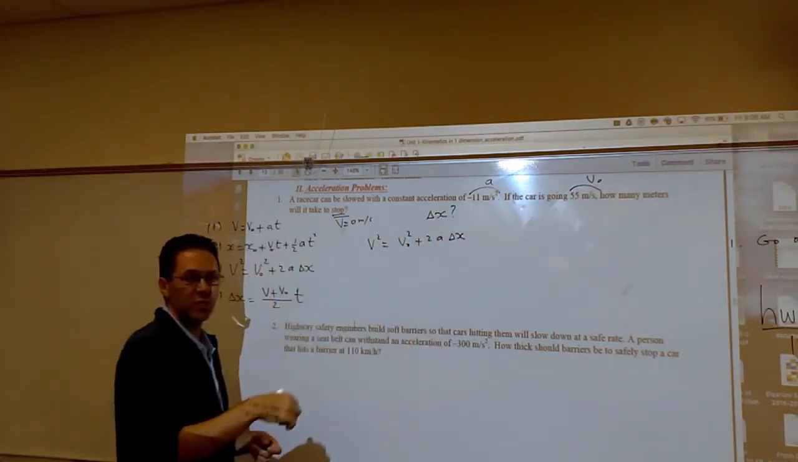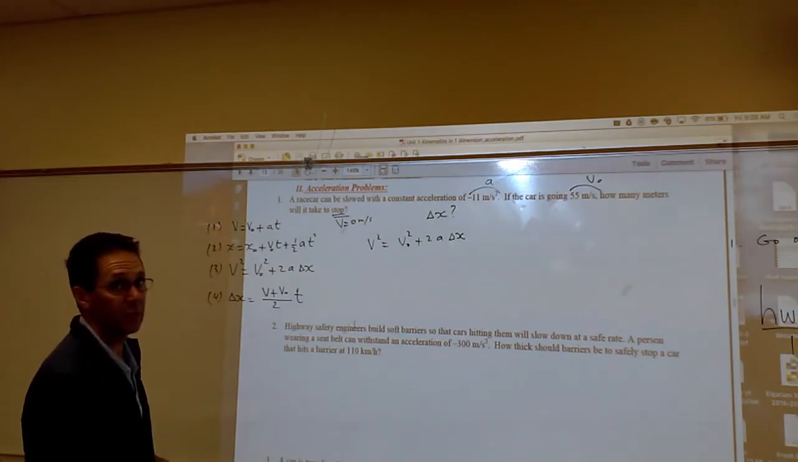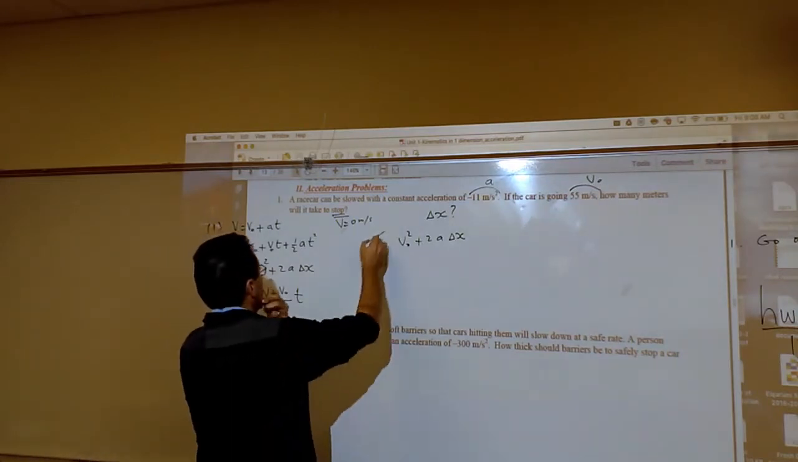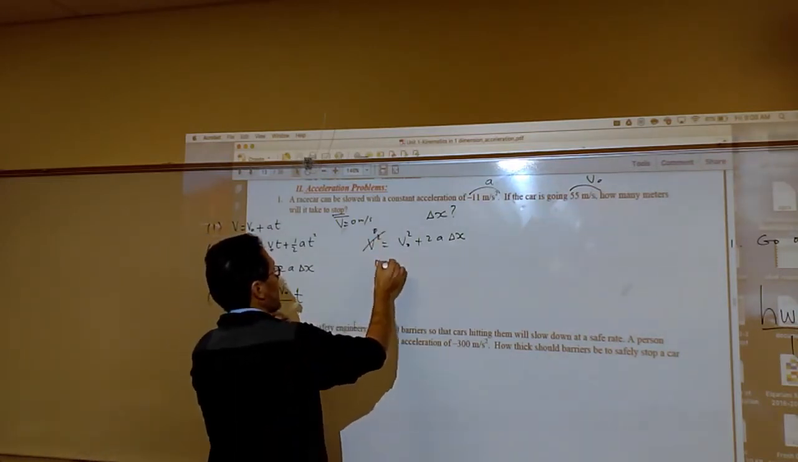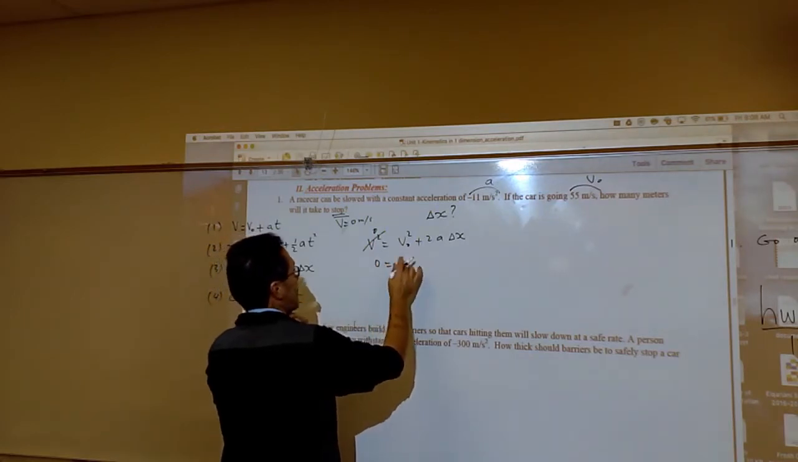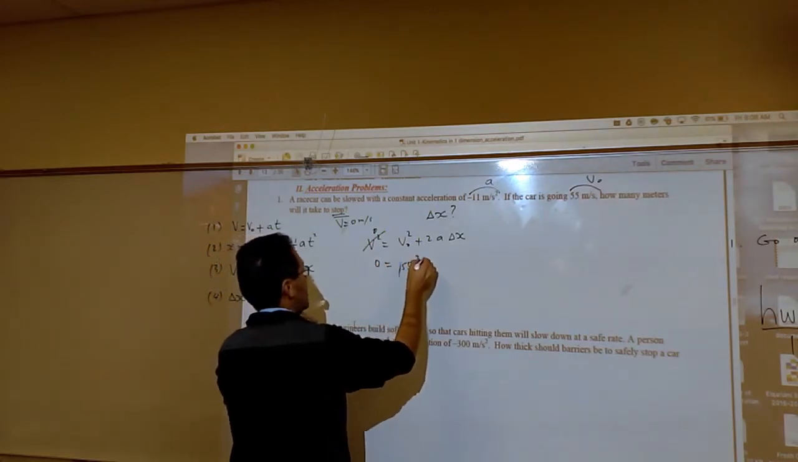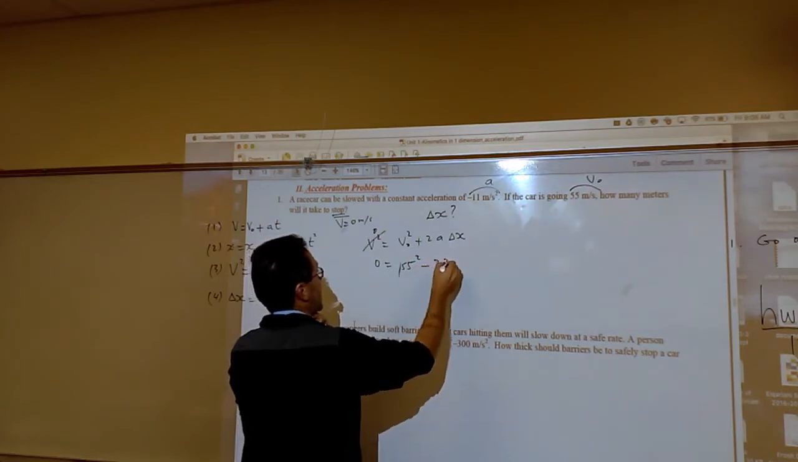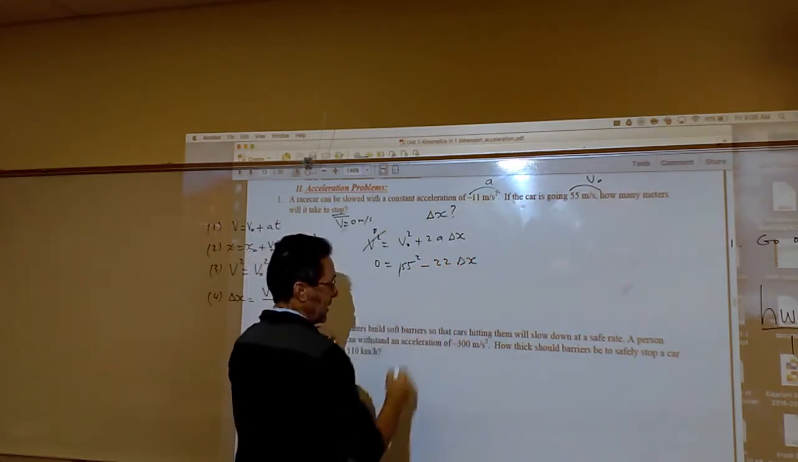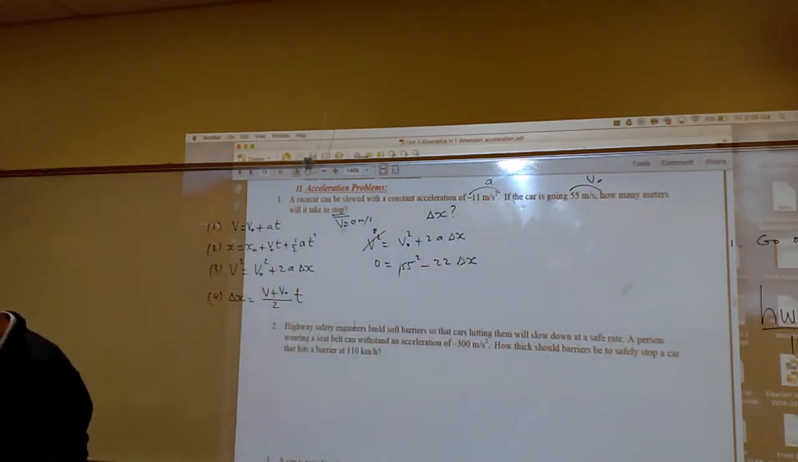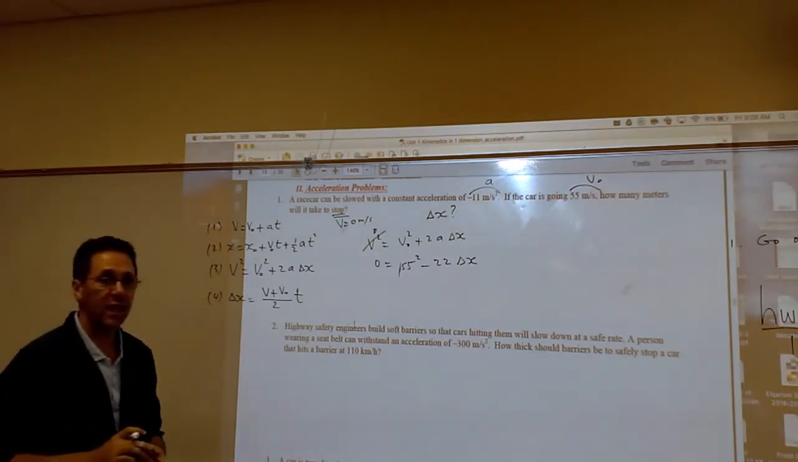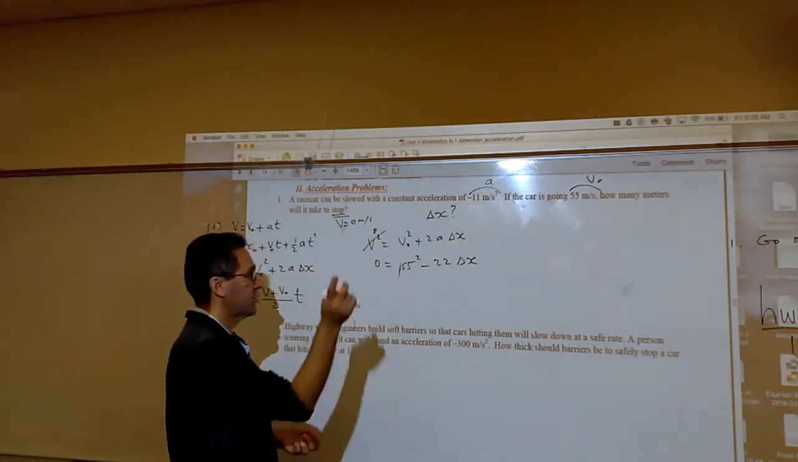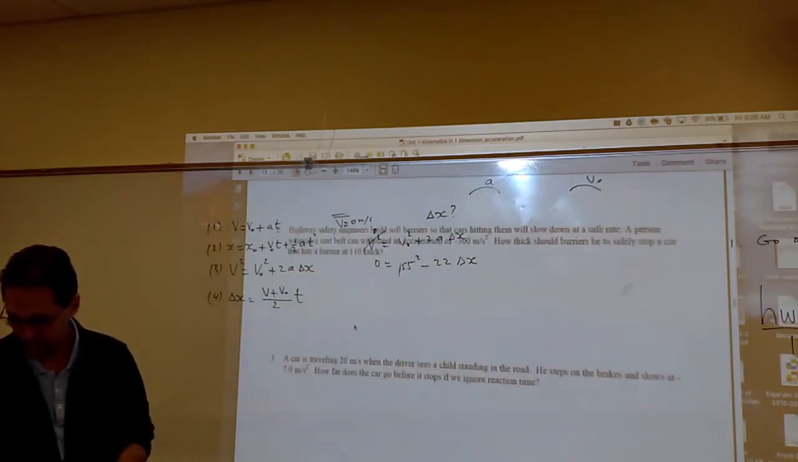I'm not going to write the equation going forward, but you have to write it when you're doing your homework. This is 0. This is 55 squared minus 22 delta x, and you can do the math, and you should get delta x equals 137.5 meters. And the answer key is on your last page. All right, next problem.